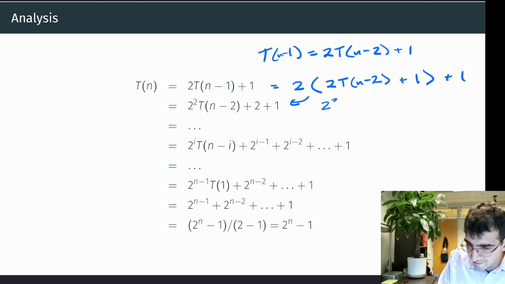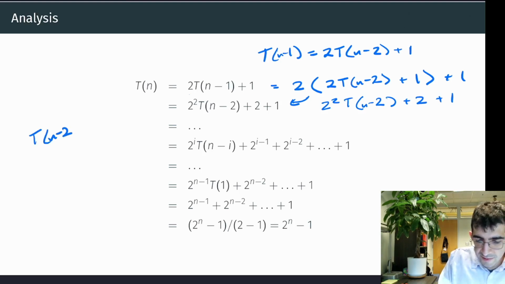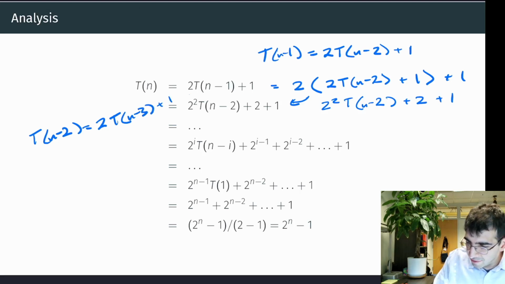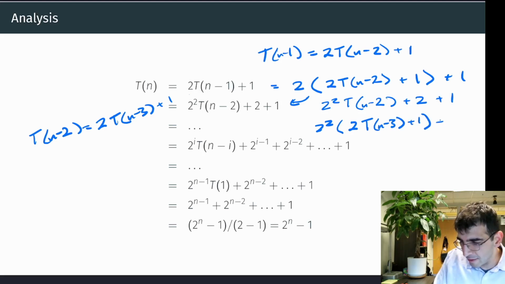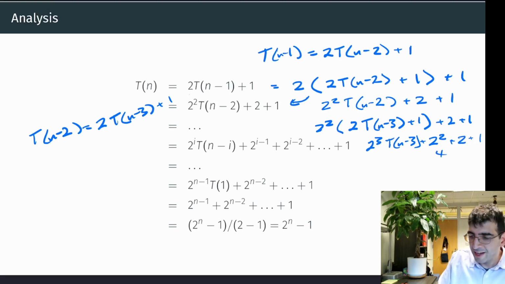So 2 squared T(n-2) plus 2 plus 1. And again, we know that T(n-2) is equal to 2 times T(n-3) plus 1. So we plug that in here, and then you factor that out and you get 2 cubed T(n-3) plus 2 squared plus 2 plus 1. Okay? So you expand this out.